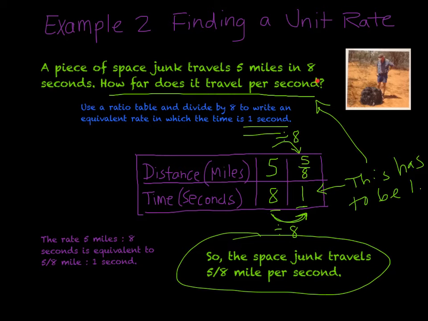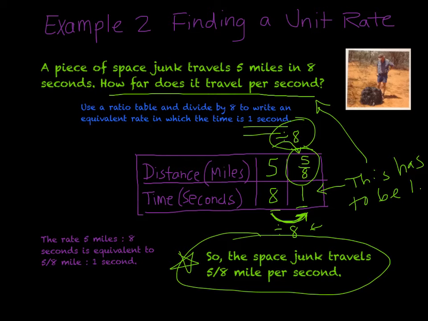We need to know that per second means 1. Okay, and that's where we got our 1 from. If we want to know the time in seconds is 1, we write that 1 in there. Then we say, how do I get from 8 to 1? This is where we find our pattern. Well, the only way to get from 8 to 1 is to divide by 8. If I do it down here, I have to do it up here. So that's how I'm finding out what I'm getting. So fraction-wise, if it's a lesser number divided by a larger number, you can make it a fraction. And that would be our answer, 5/8 mile per second.